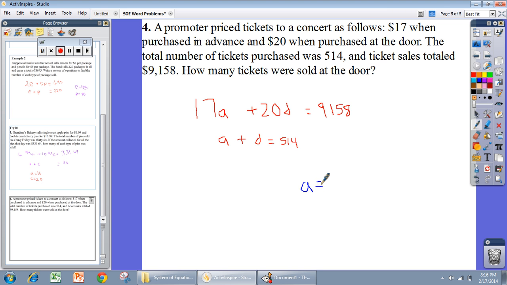And remember, on the last three examples, I did skip the check part, but please, please, please make sure that you always check it, because it's a big shame when you get a problem wrong, when all you have to do is check it and double check your math. Sometimes we get a little crazy and add wrong. I've done it too. Don't feel bad. Alright, so advanced tickets 374 and door tickets 140.